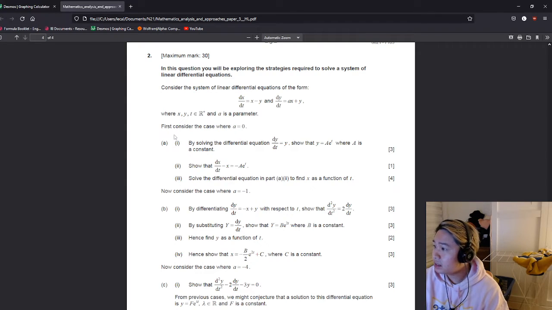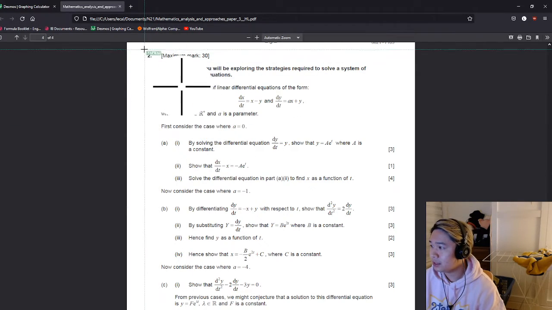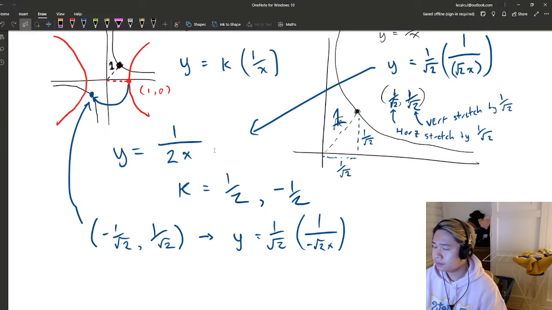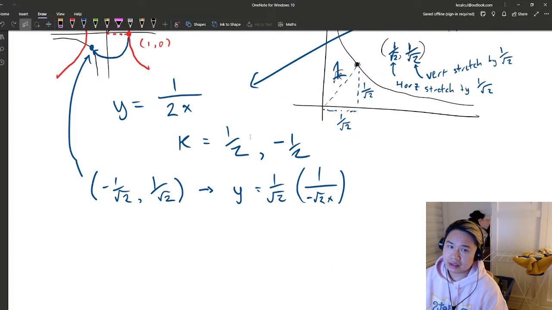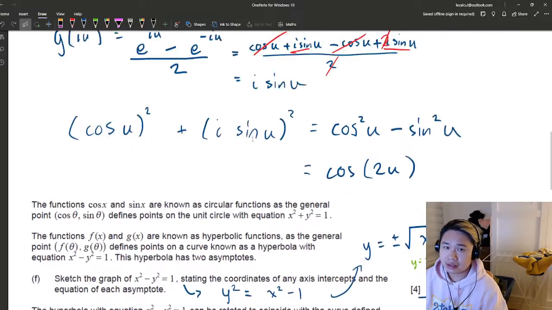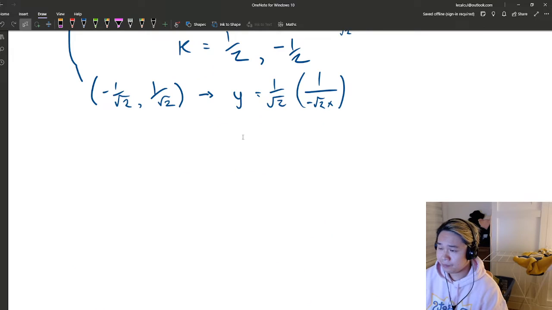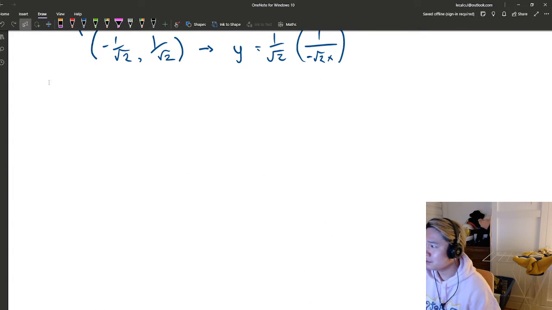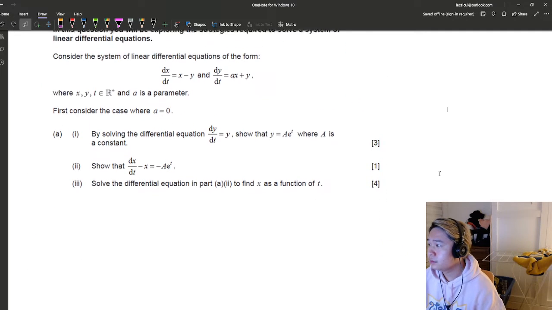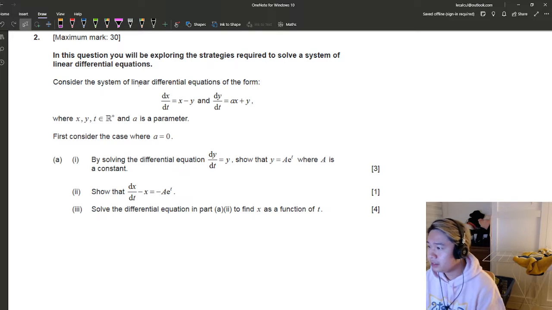All right, what is this? Exploring a system of linear differential equations. Okay, let's see how far they take this. Anyways, there's lots of ways to explain this, especially if you've learned conics and hyperbolas. But I think the way they're guiding you is probably the easiest way to explain it. All right. So we have a linear system of differential equations. First, consider the case where a is 0.